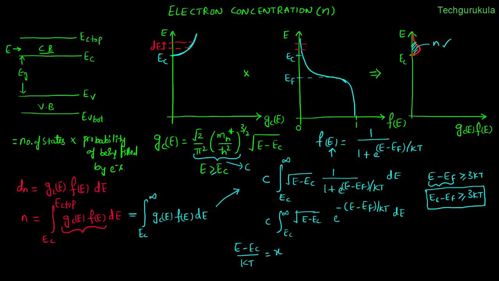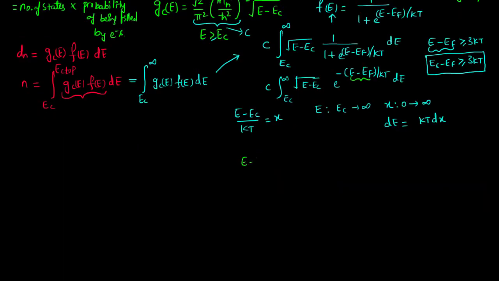And we can also say that E is changing from Ec to infinity, and similarly x would be changing from, when you substitute Ec in this, we would get x to be 0, and when you substitute E to be infinity in this expression, we would get it to be changing to infinity. Now the relationship between E and x is, wherever we have dE, we can substitute this with kT times dx. We can write E minus Ef over kT as E minus Ec over kT plus Ec minus Ef over kT.